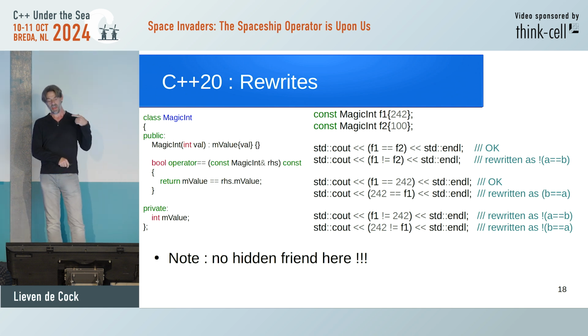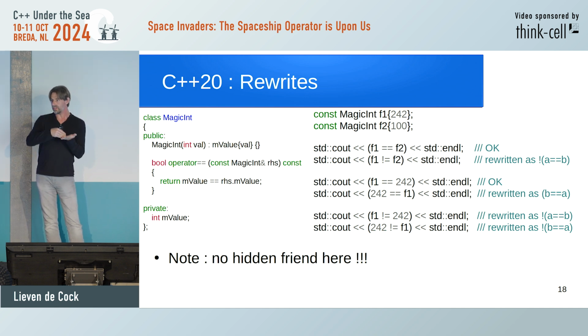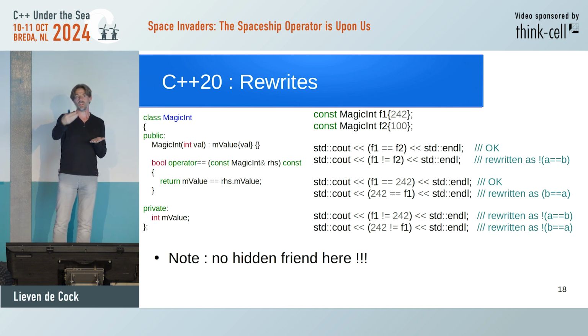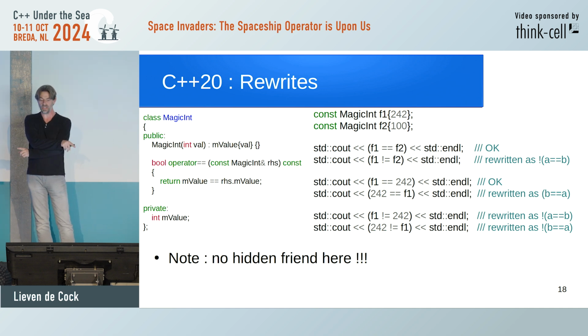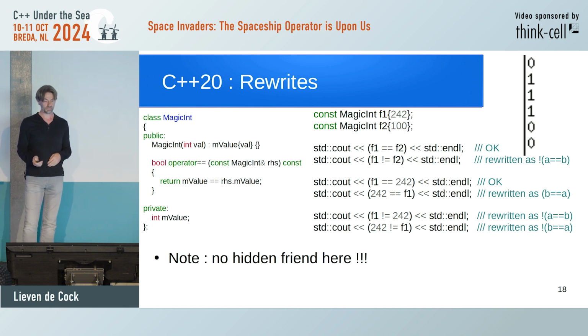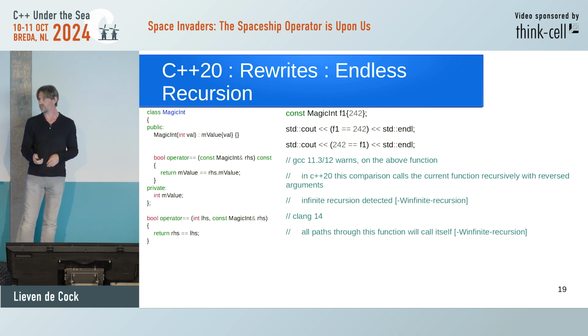f1 equals 2 will also work. f1 is of the correct type. It can take as an argument for the equality operator a magic int. The integer is not a magic int, but we have the implicit constructor for the magic int, so it's converted to the magic int, and it works. The other way around is, of course, again a problem. 2 equals f1, 2 is an integer. It does not have those methods. However, it's being rewritten. A equals B becomes B equals A, and it works again. And similar for the not equality. This is the result, the outcome of that.